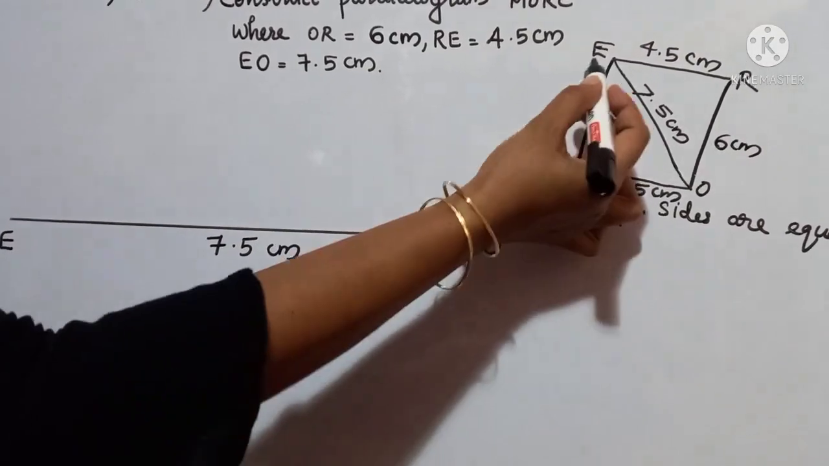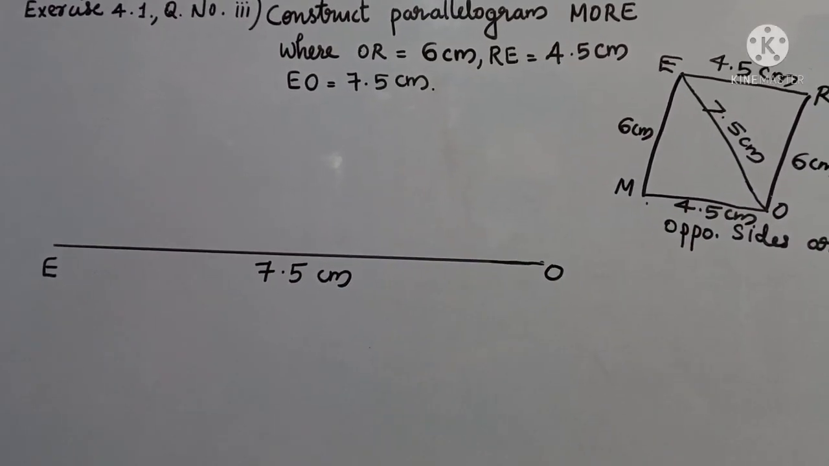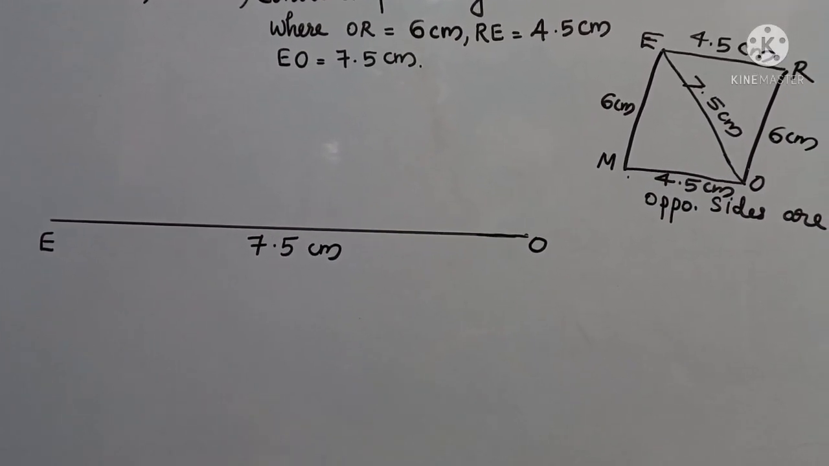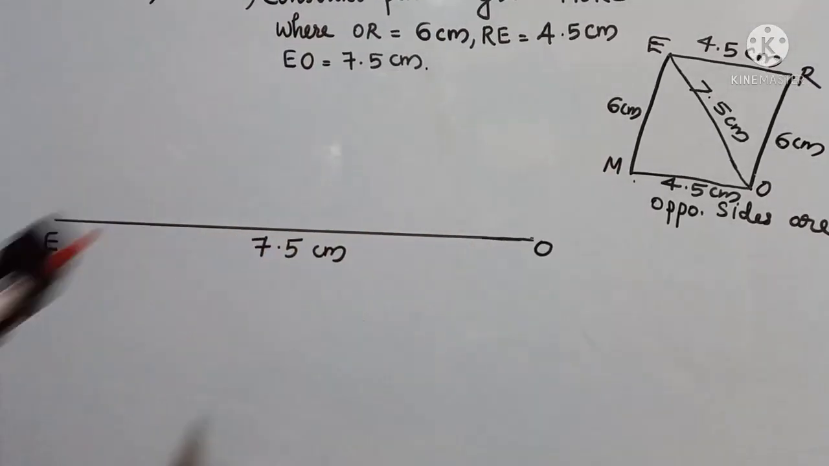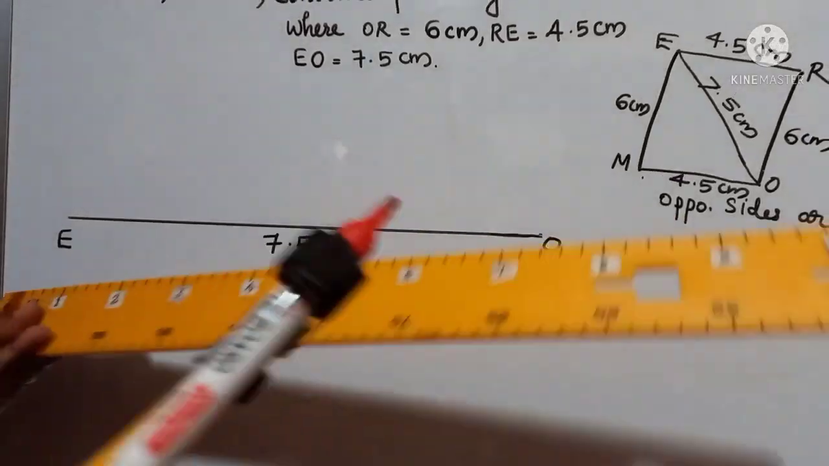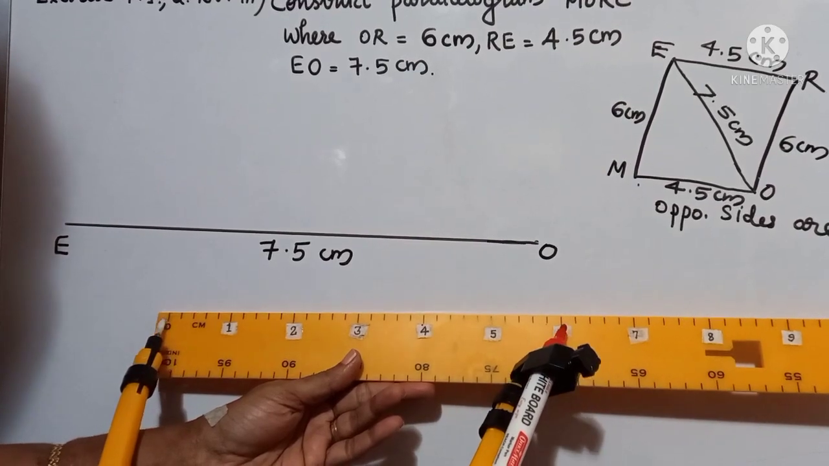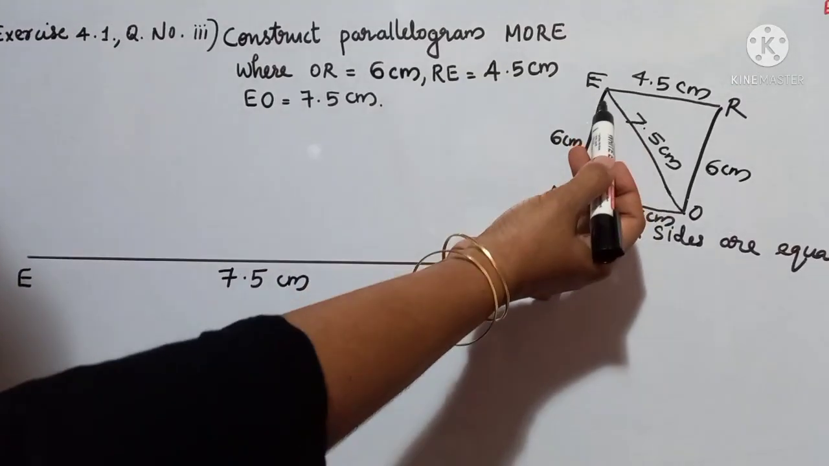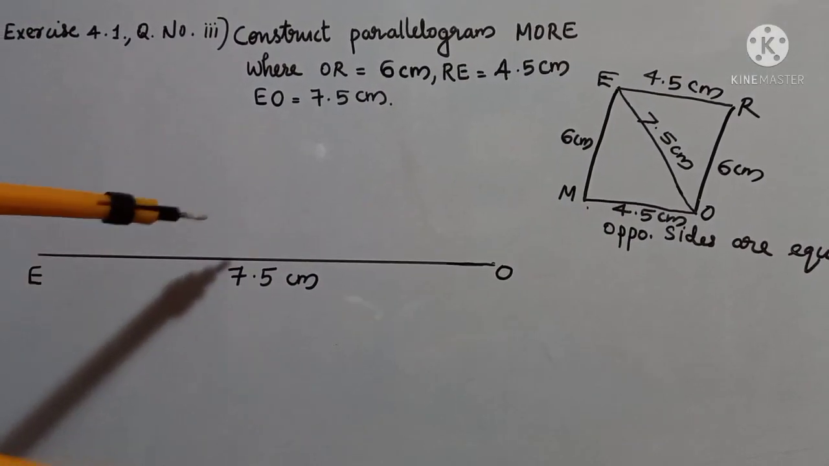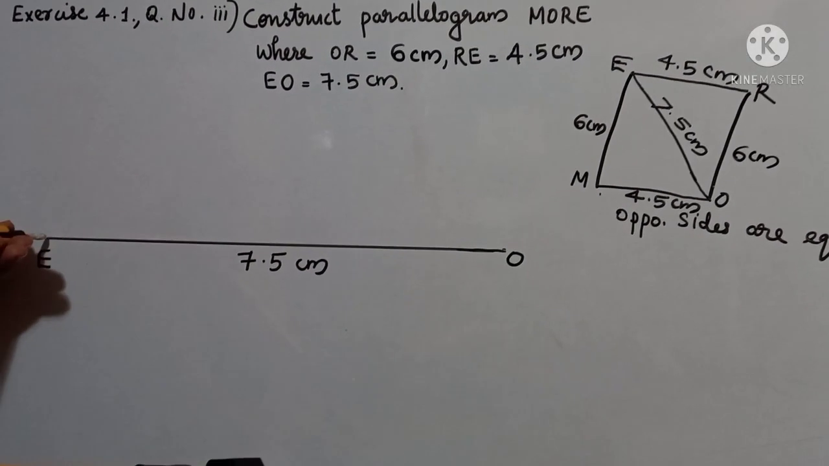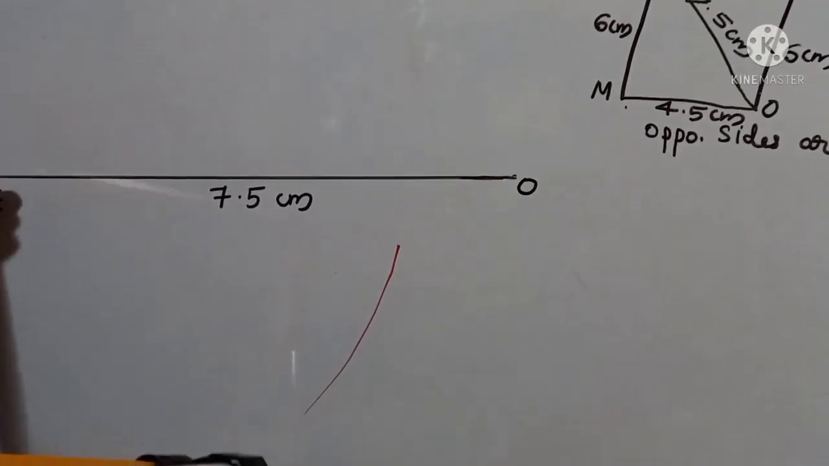Then next we can find the point M. M is 6 centimeter away from E. So adjust your compass width. Take a compass and adjust your compass width to 6 centimeter. See here, you can see compass width 6 centimeter. Pointing on E, we have to draw a 6 centimeter arc like this way. Point your compass on E and draw an arc.